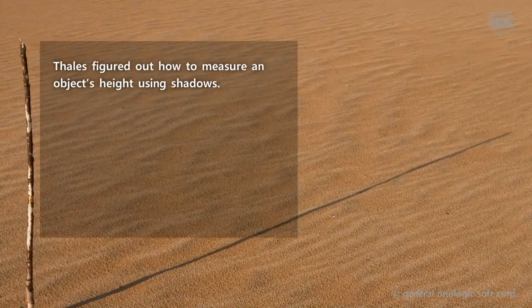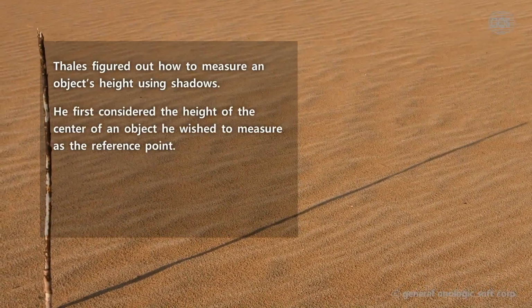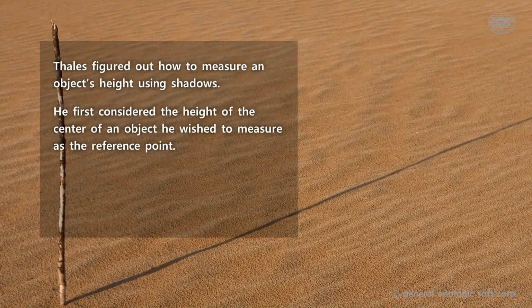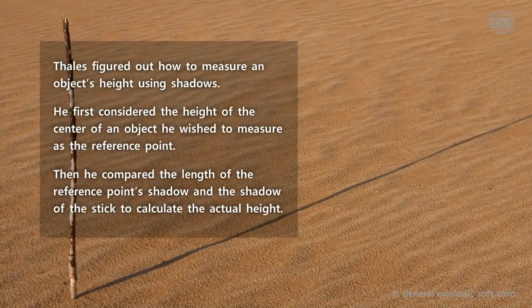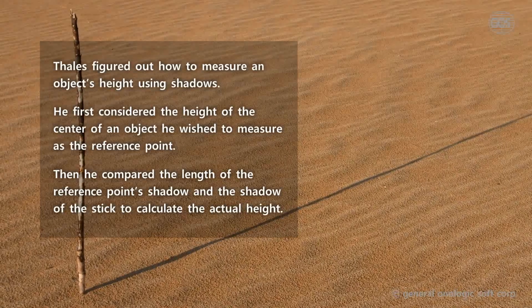Thales figured out how to measure an object's height using shadows. He first considered the height of the center of an object he wished to measure as the reference point. Then he compared the length of the reference point's shadow and the shadow of the stick to calculate the actual height.